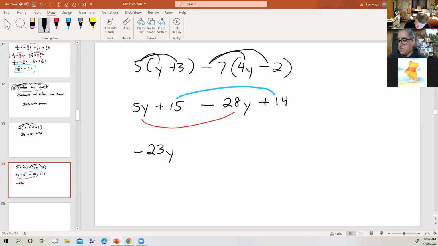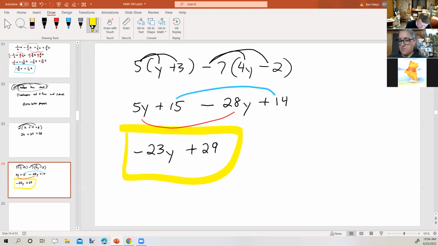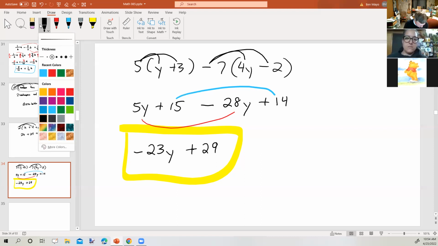And 15 plus 14 would be plus 29. So there's the final answer to that problem. We're simplifying it. The directions say simplify. Any questions there? All right, let's take a look at another example.